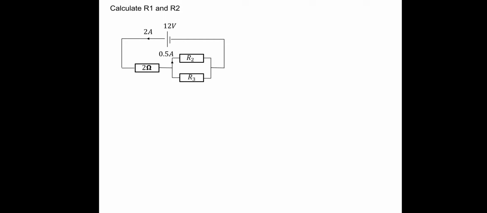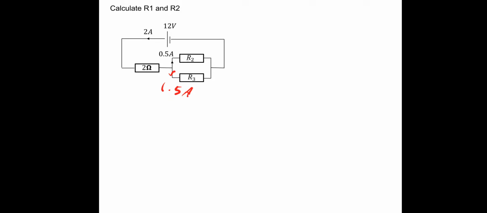So this one's a bit trickier. I want to find R1 and R2. Please pause the video, have a go, and then resume when you're ready. So we need R1 and R2. The first thing, for R3, we can just find the current going through. If there's 2 amps in total and 0.5 amps goes through R2, that means that 1.5 amps goes through R3. So we need that.